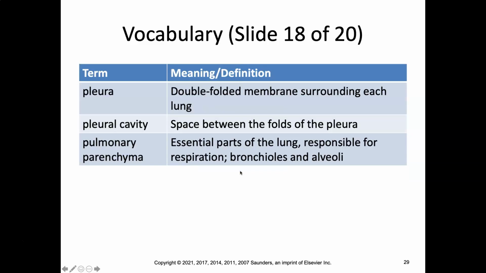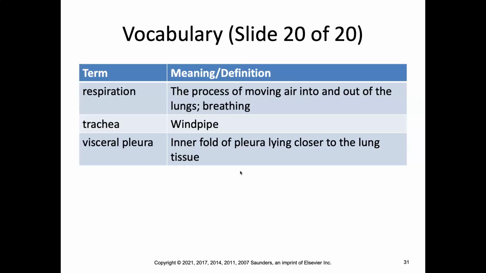Pharynx, pleura, pleural cavity, pulmonary parenchyma. Respiration, trachea, visceral pleura. Remember, we just had parietal pleura. Now we've got visceral pleura. Make sure you know which one is inner and which one's outer.